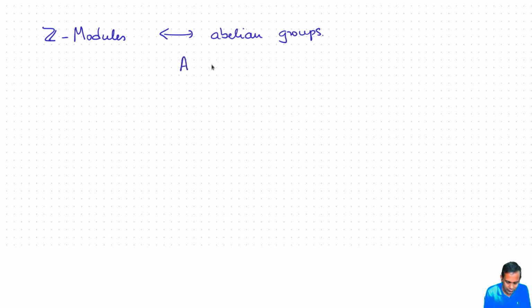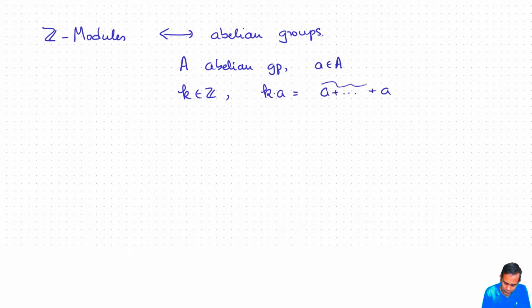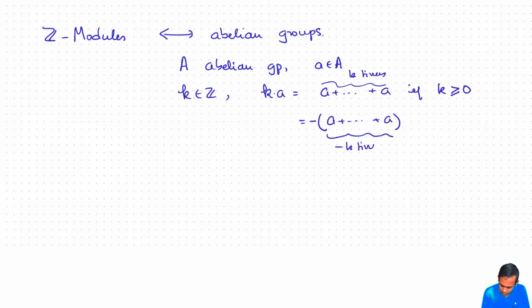So if A is an abelian group and a is in A, then for any integer k, you can talk about ka. This is equal to a plus a plus a plus a, k times, if k is greater than 0, well, even if k is 0, and it's equal to minus a, and then you take minus k times, if k is less than 0.